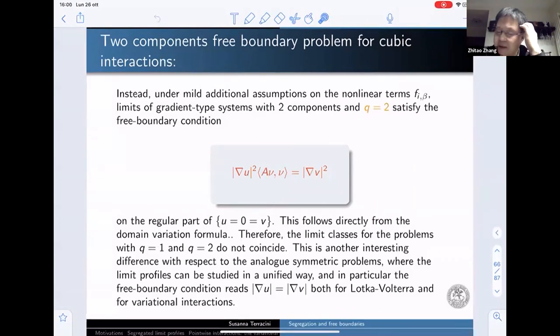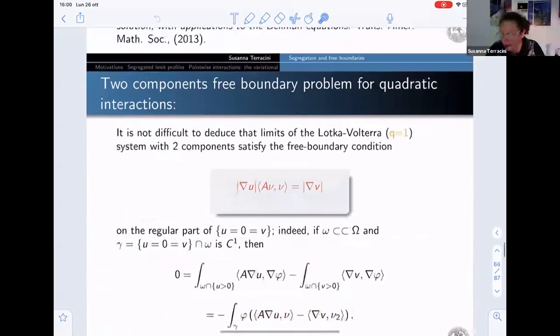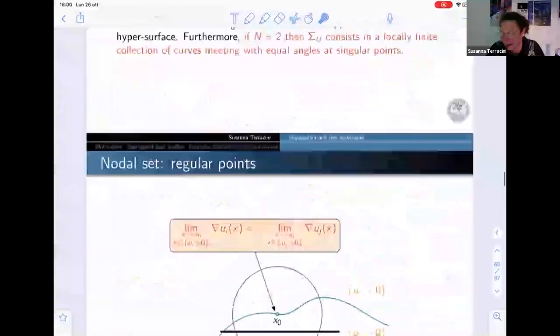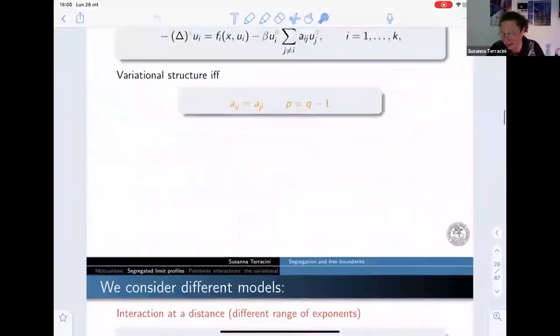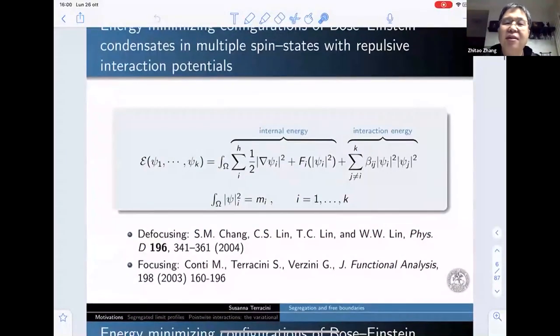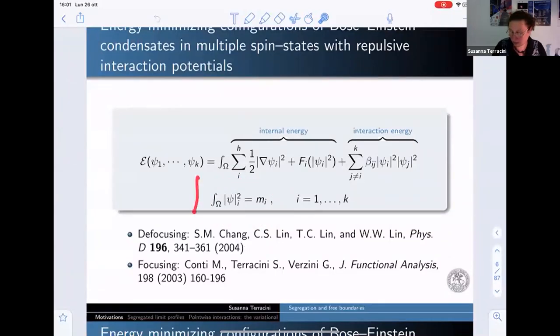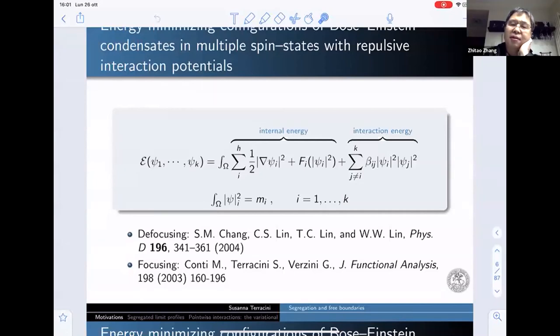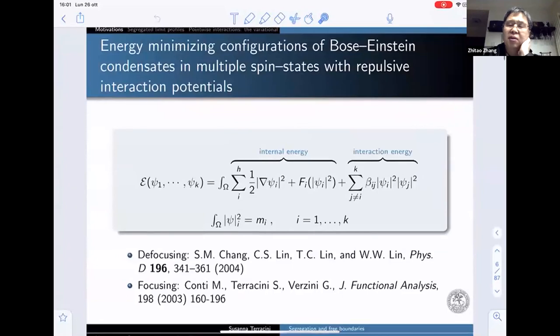Maybe I ask a question. You mentioned normalized solutions at the beginning. For normalized solutions, do you also have some segregations or interactions for the related problem? These were normalized solutions in the sense that the minimization of the energy is made. Sorry, this is at the very, very beginning. Yeah, you mean here? This normalization? Does someone do some research on this normalized solution for segregation?